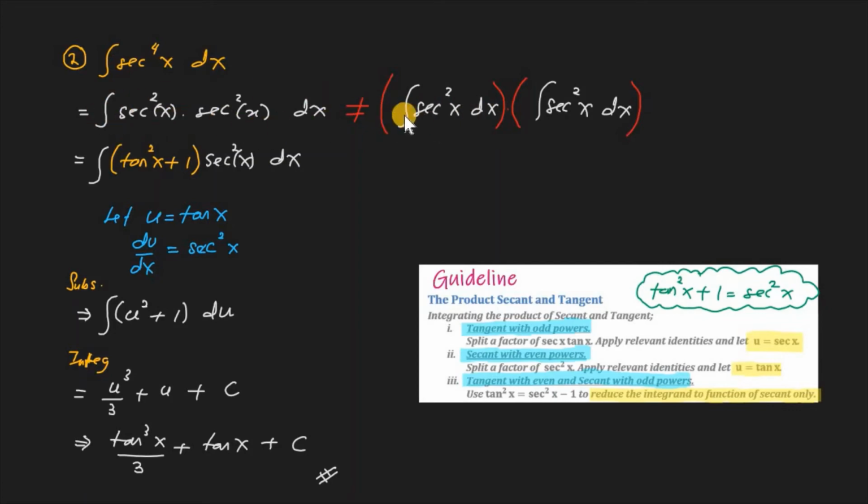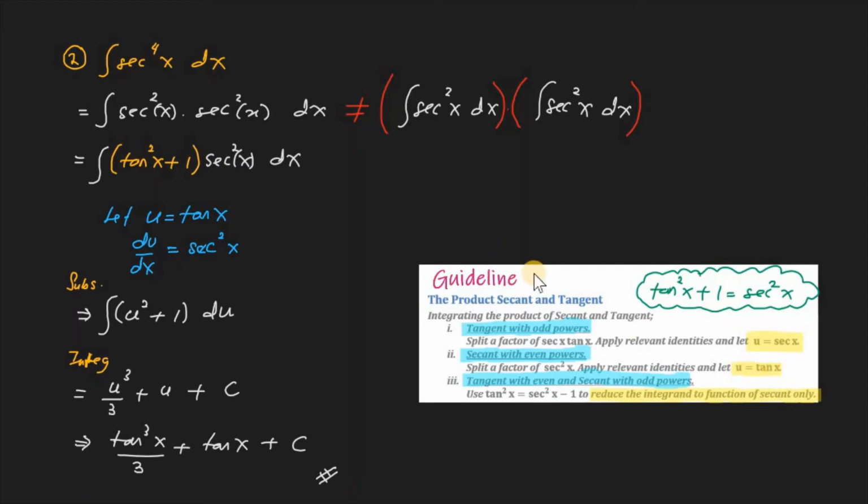But be very careful here. Whenever you have a product like this, you cannot say this is secant square x dx multiplied by secant square x dx. This is wrong. Only if we have a plus, then you can separate. So as the guideline says, whenever we have a secant with even power, use the relevant identity, split the secant square x by using the identity here, and set the u to be tangent.